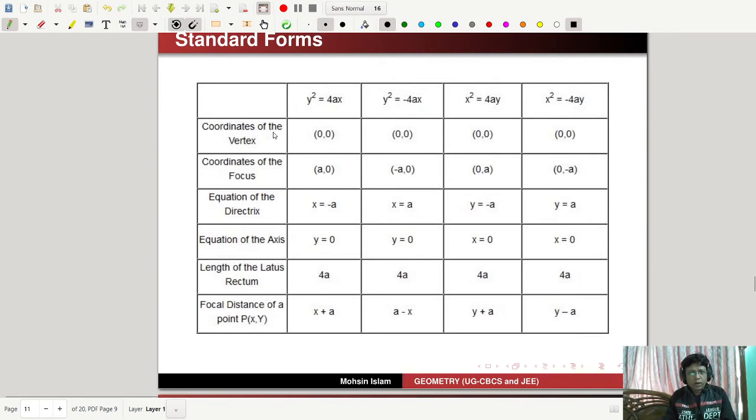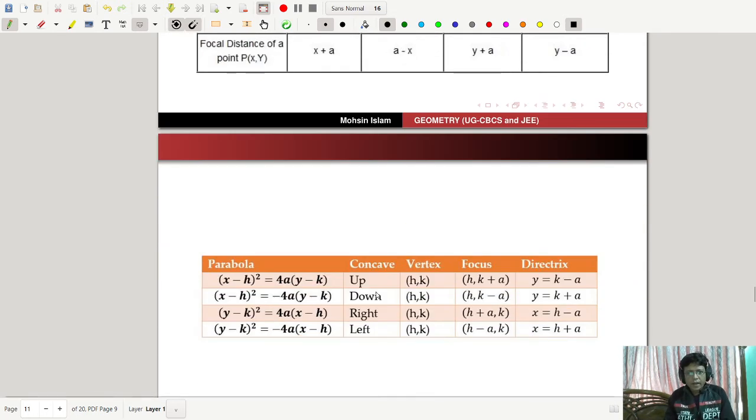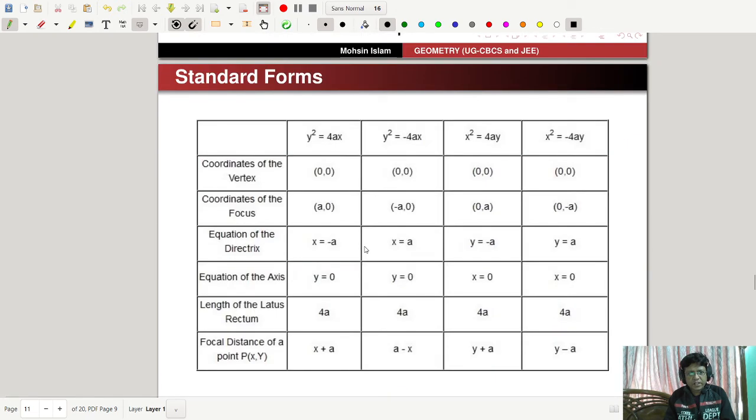In all the cases you have the vertex at (0, 0). Then the coordinate of the focus, equation of the directrix, equation of the axis. You know this is the positive direction of the x-axis, the negative direction of the x-axis. Then the length of the latus rectum, 4a, 4a, 4a, and the focal distance of a point. This is also there, and I will describe this thing also. So I will describe it now.